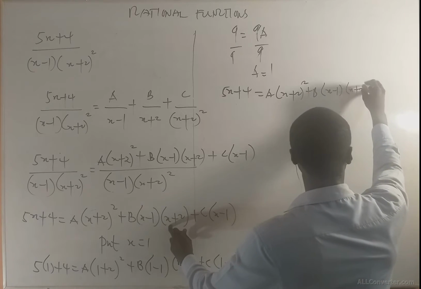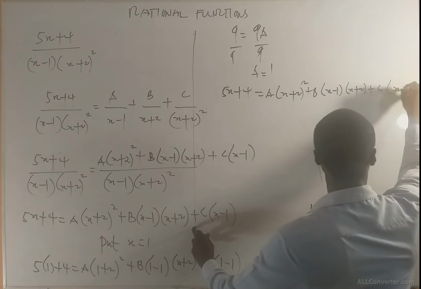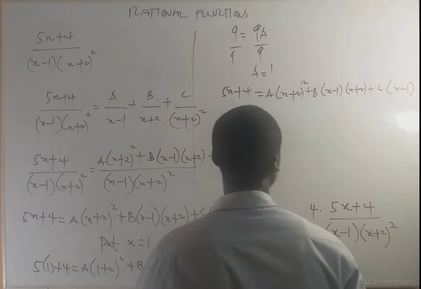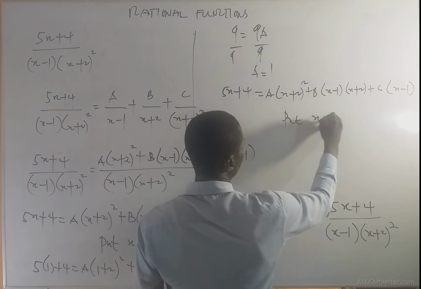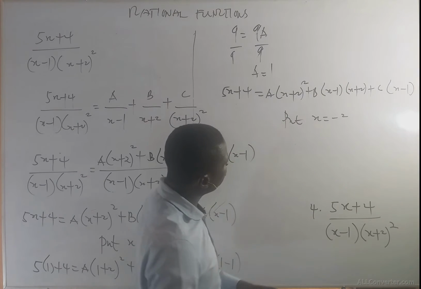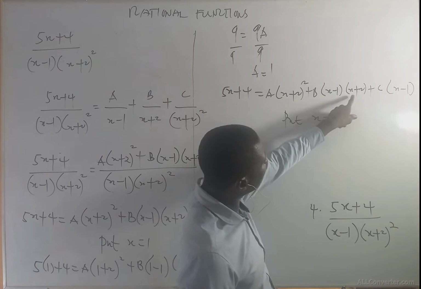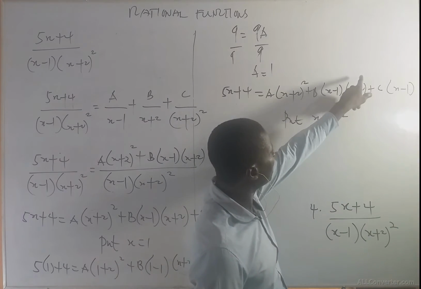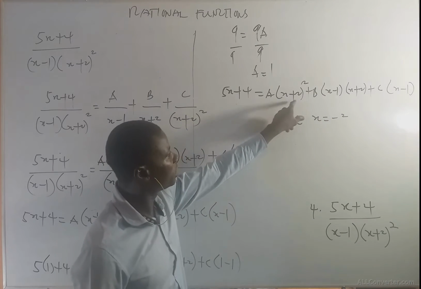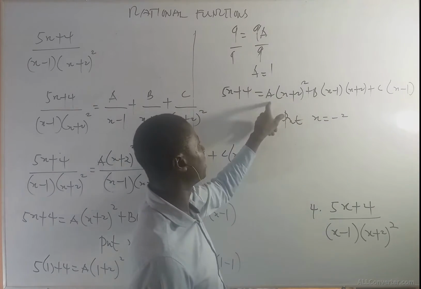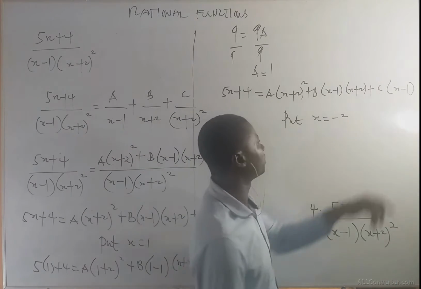Then we have x plus 2 plus c, then we have x minus 1. Okay, so here we can also put x to be equal to minus 2. Now, when we put x equals minus 2, realize that minus 2 plus 3 gives us 0. So 0 times x minus 1 times b will give us 0. Then minus 2 plus 2 also gives us 0. 0 squared is 0, 0 times a is 0. So we can find the value of c.